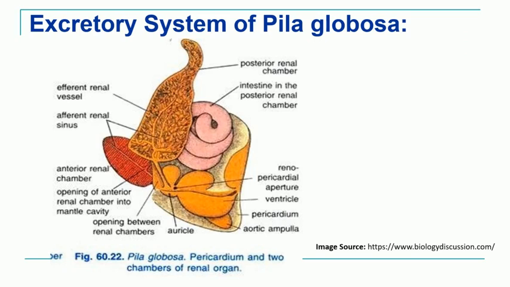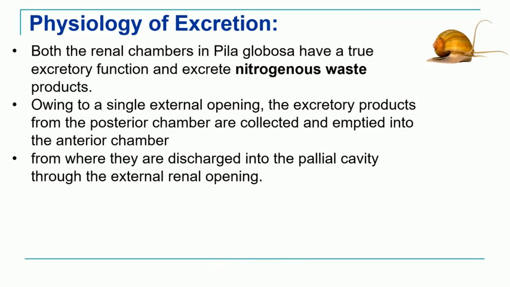Okay, now let's study the final part of today's discussion, that is the actual process of excretion, that is physiology of excretion. So both these renal chambers, that is the anterior renal chamber as well as the posterior renal chamber of Pila, take part in the excretory function. So both of them have the excretory function and they excrete all the nitrogenous waste products.